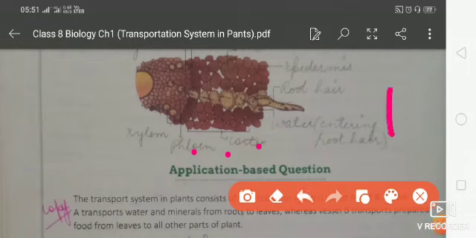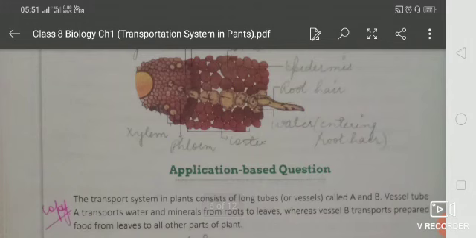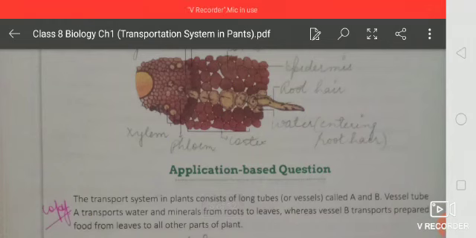Okay, so this one is about this figure, and the remaining portion of this chapter, that question answers of notes work, we will discuss in our next video.